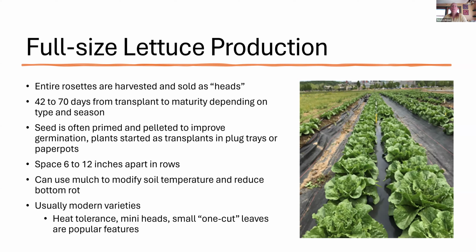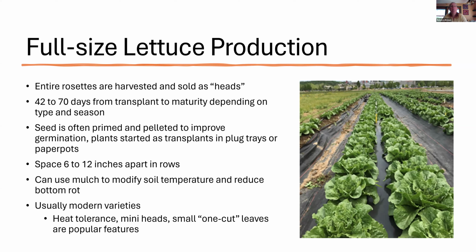The lettuce seed for full-size production is more expensive than what you're going to use for baby production. It's often primed and pelleted to improve germination. And the plants are started as transplants in plug trays or paper pots. Because you can start the transplants in an optimized environment, you can expect in many cases to get 99% germination on this. So you don't need to overplant extensively.